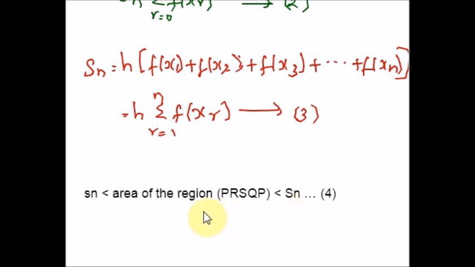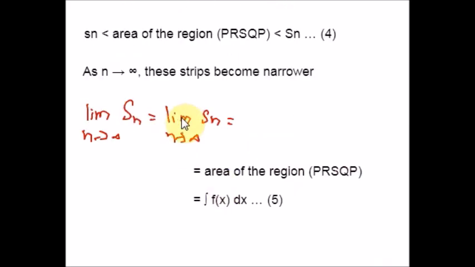As n tends to infinity, these rectangle strips become narrower. Furthermore, it is assumed that the limiting values of equations number 2 and 3 are the same in both cases, and the common limiting value is the required area under the curve. Symbolically, this is nothing but the area of the region PRSQP, and integral f of x dx from a to b. This would be equation number 5.